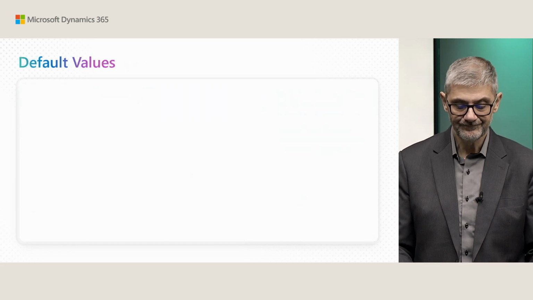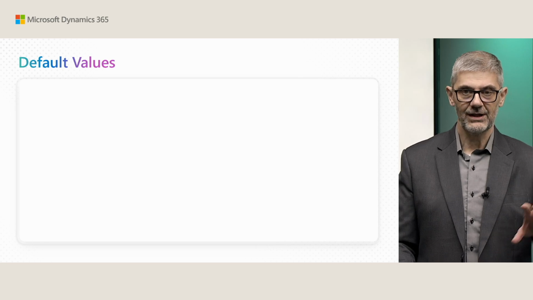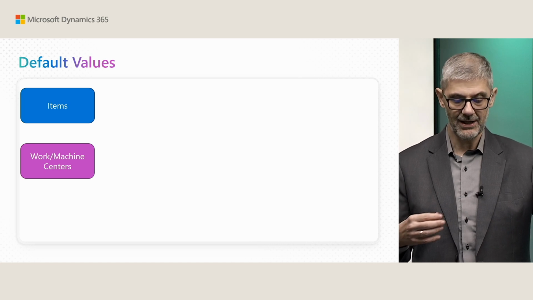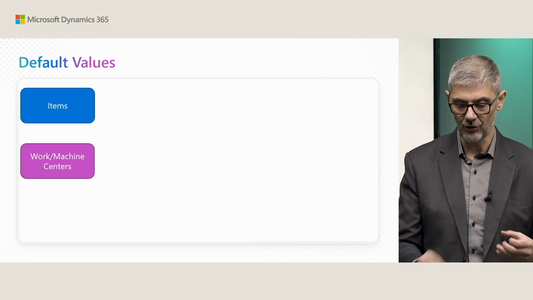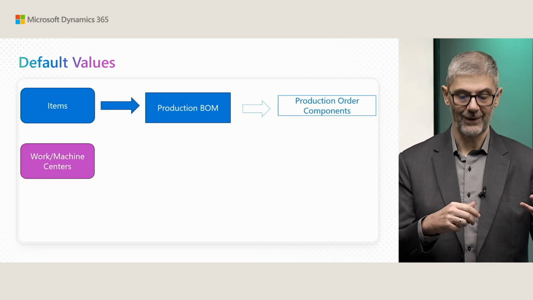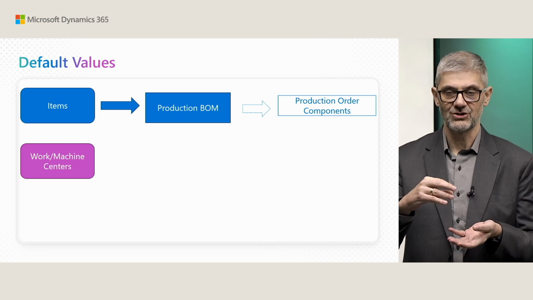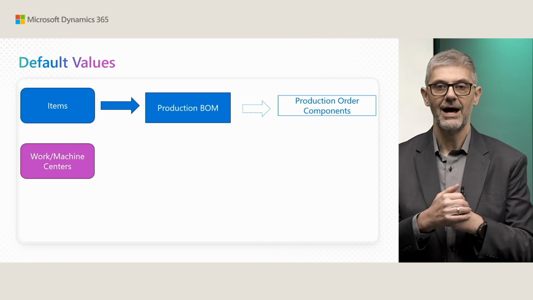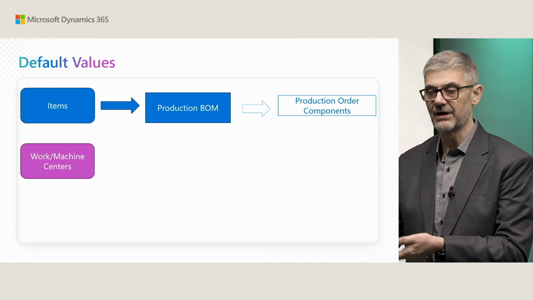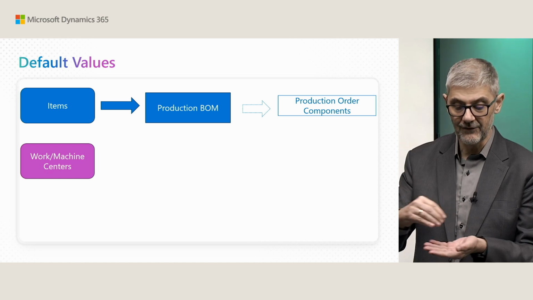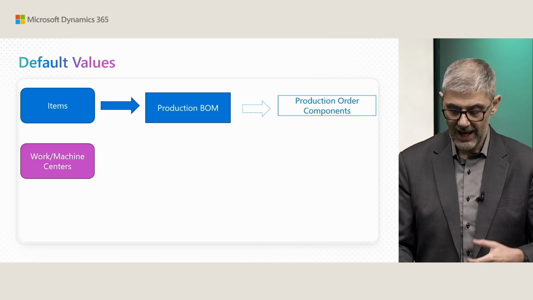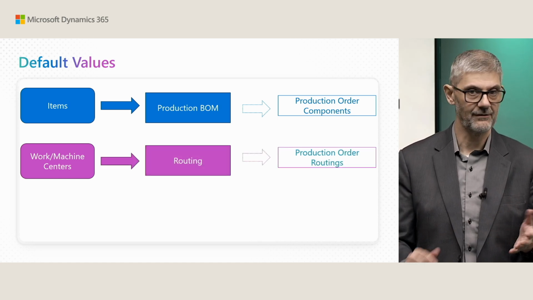So what we have there? First, we need to start with default values. What we have in a purchase, we have items and we have work and machine centers. So when we start with items and we create some carbon equivalent emissions there, and when we create a production bill of materials, the system will use all these item emissions and move them to the production bill of materials. And then when we create a production order, the system will move all this information from the production bill of materials to the production order components.